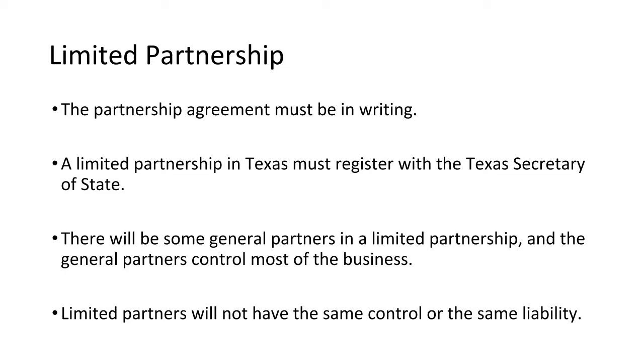For a limited partnership, there are 3 main differences between it and a general partnership. First of all, to create a limited partnership, the agreement has to be in writing and it has to be registered with the Secretary of State. Second, taxes are treated differently with a limited partnership. You don't need to know what the taxes are exactly, it's just that they're treated differently.